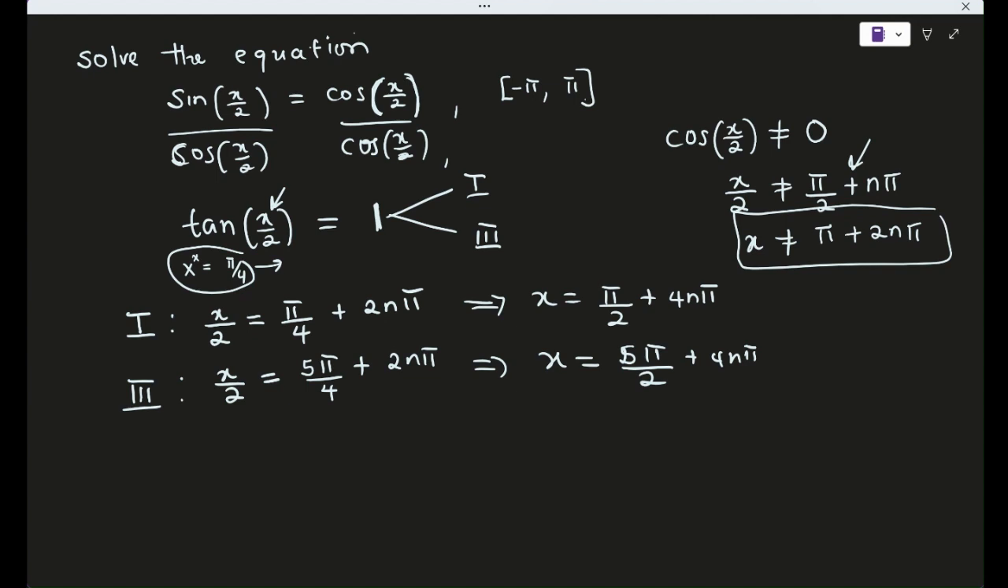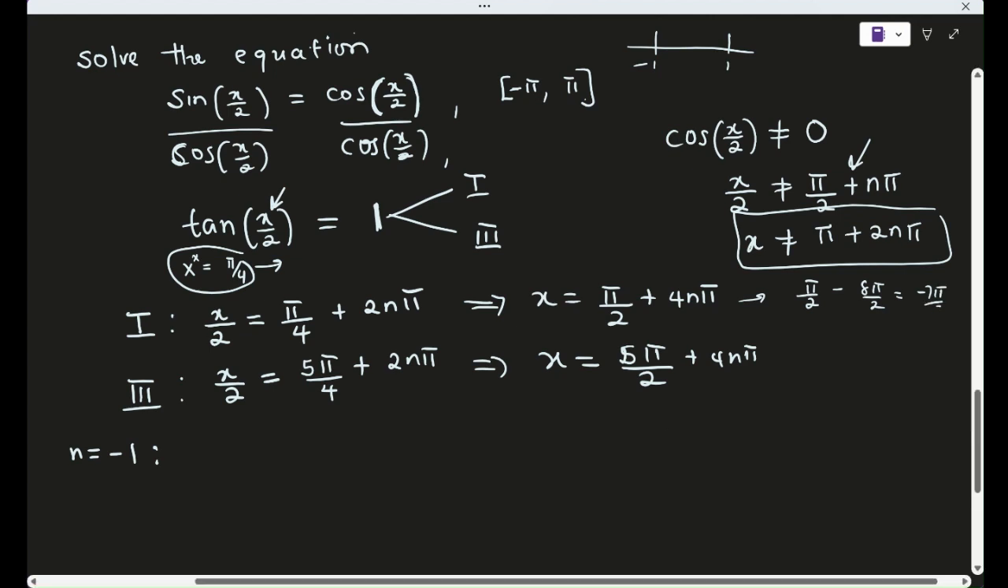All right, now we need to consider our interval. The interval we need is minus pi to pi. So it means something like this. Now, let's see, we can take n to be from minus 1. Since we have a negative number here, we can start with minus 1. So if n is minus 1, if you put minus 1 here, we're going to have pi over 2 minus 4 pi, which is like 8 pi over 2. So you're going to have minus 7 pi over 2.